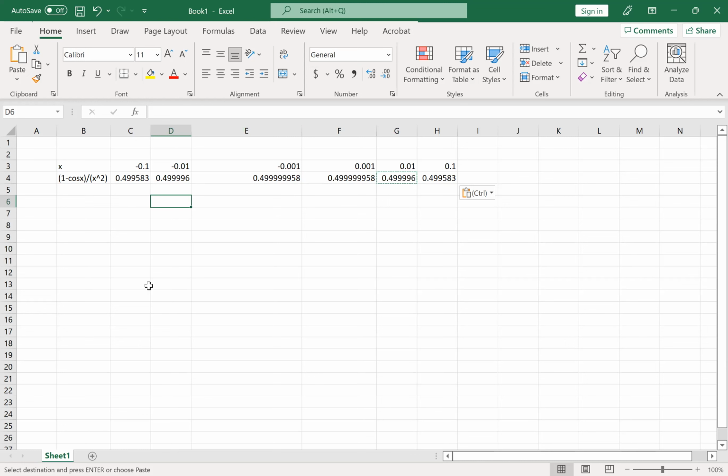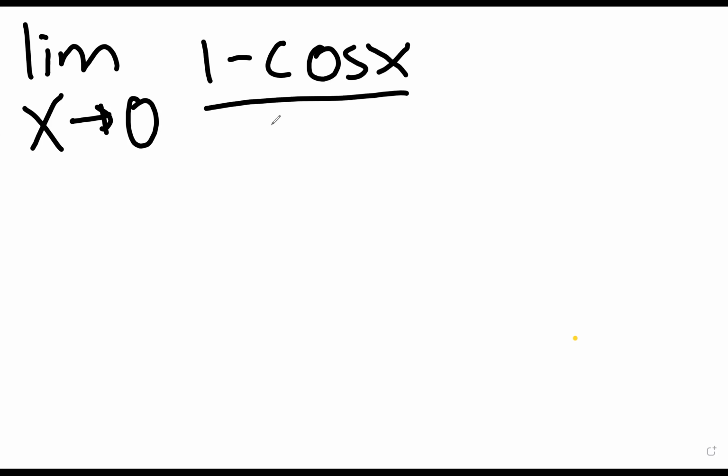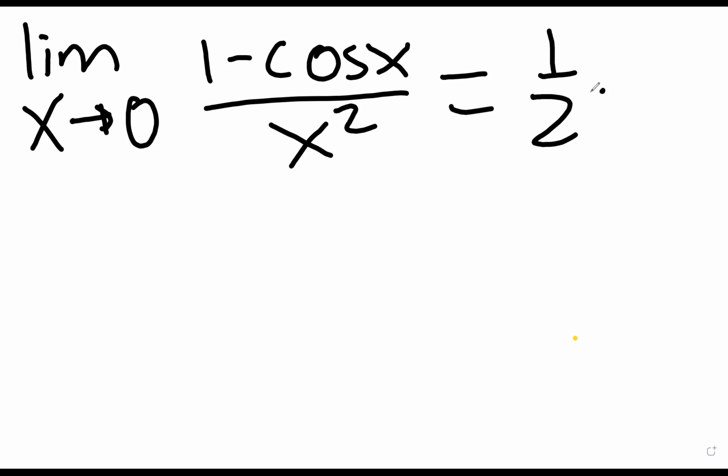So in this case, we can guess that the value of the limit as x tends to 0 of 1 minus cosine of x divided by x squared is half. But we need to verify it. Of course, the previous calculation gives us the guess for the value of the limit, but we have to calculate this rigorously.